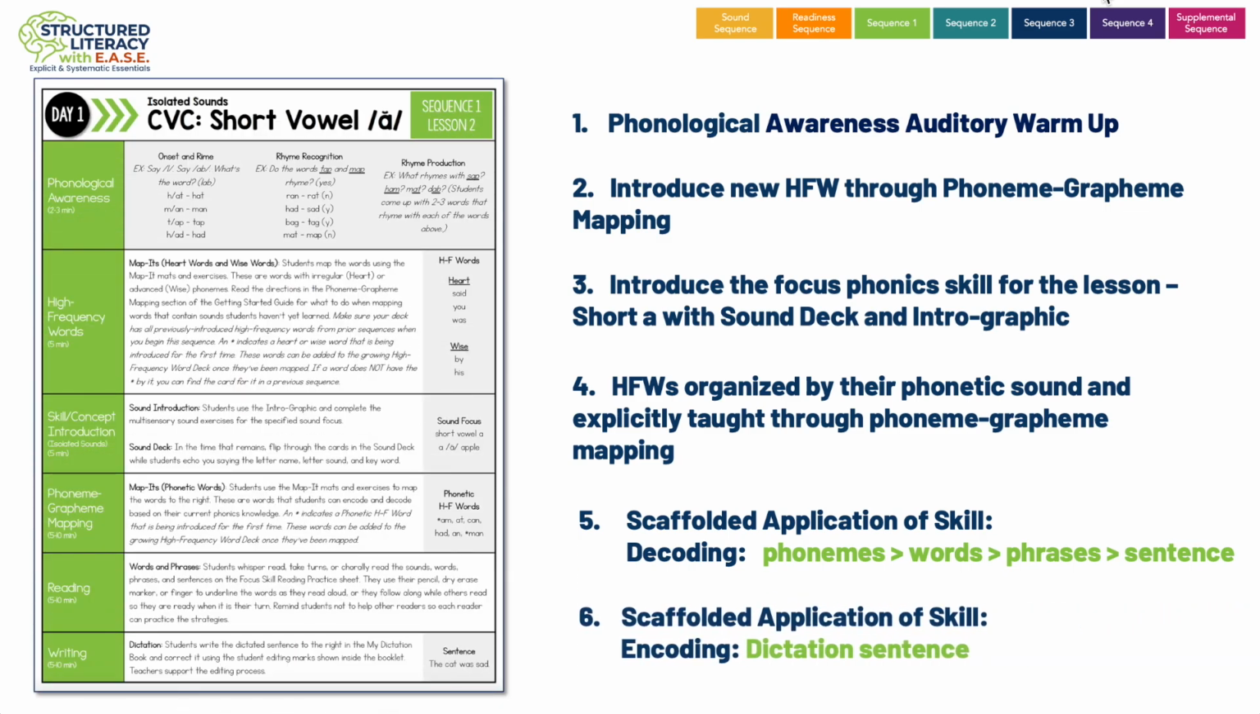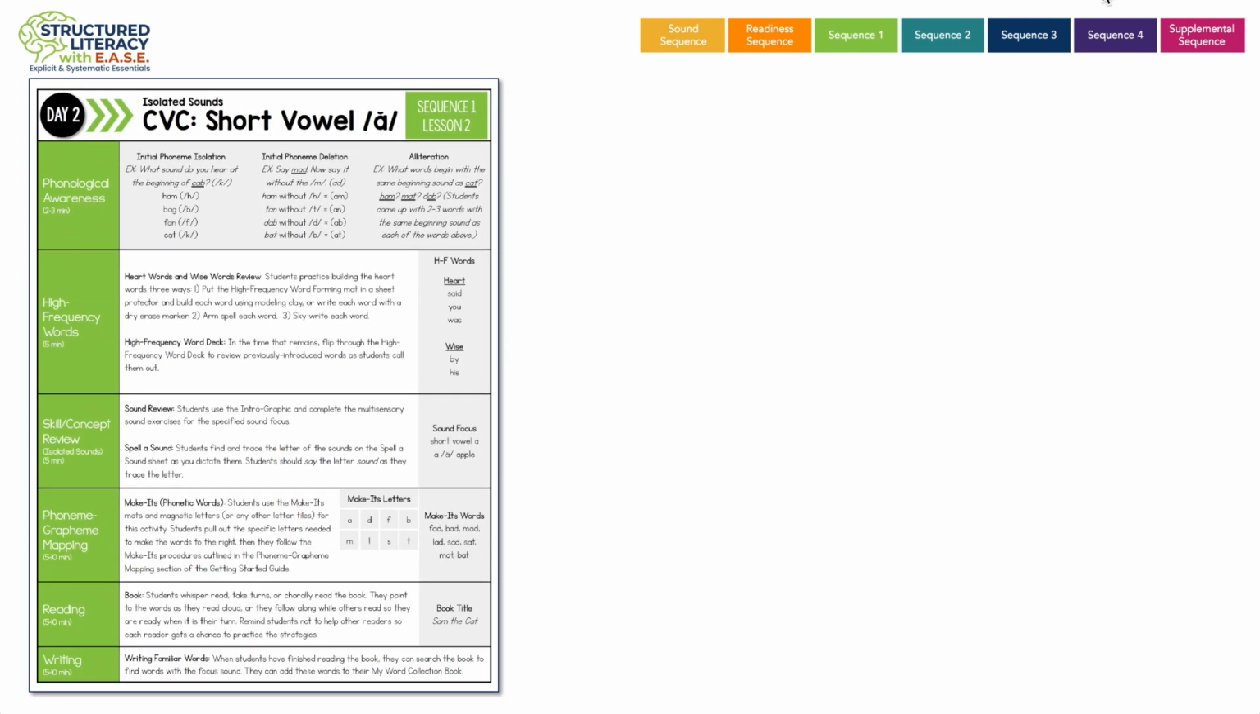The last part of the lesson on day 1 is a writing or encoding practice. Again, it's a scaffolded application of the skill, and we're dictating a sentence to the students, and the students are writing it in their little dictation booklets. So this is what day 1 looks like of a Sequence 1 lesson. Let's move into day 2.